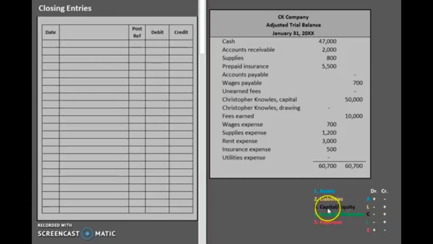Capital. Now, capital is a bit of an interesting case. Our main capital account, for example, Christopher Knowles Capital, that one is a permanent account. The interest in the company, it's not going to be closed out to a balance of zero. However, your drawing, that is one that would be considered temporary. So if we had a balance in this drawing account, we would want to set that to a balance of zero. And even though we do not have a balance in this account, I am going to show in this example what we would do if we did have one. So let's move on to this next one.